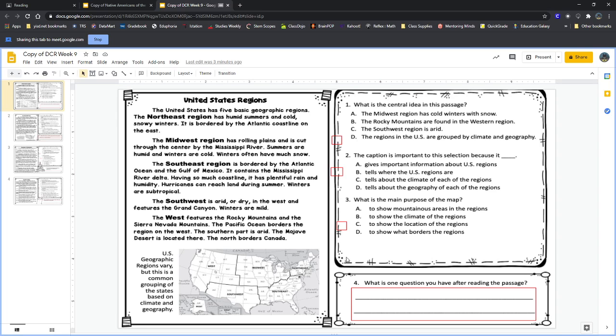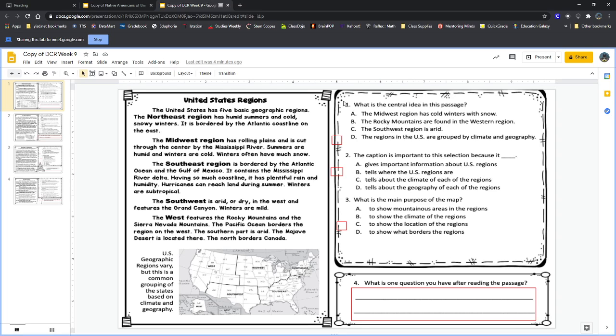The west features the Rocky Mountains and the Sierra Nevada Mountains. The Pacific Ocean borders the region on the west. The southern part is arid. The Mojave Desert is located there. The north borders Canada. And we have our map. And we have our caption. The caption says, U.S. geographic regions vary, but this is a common grouping of the states based on climate and geography.